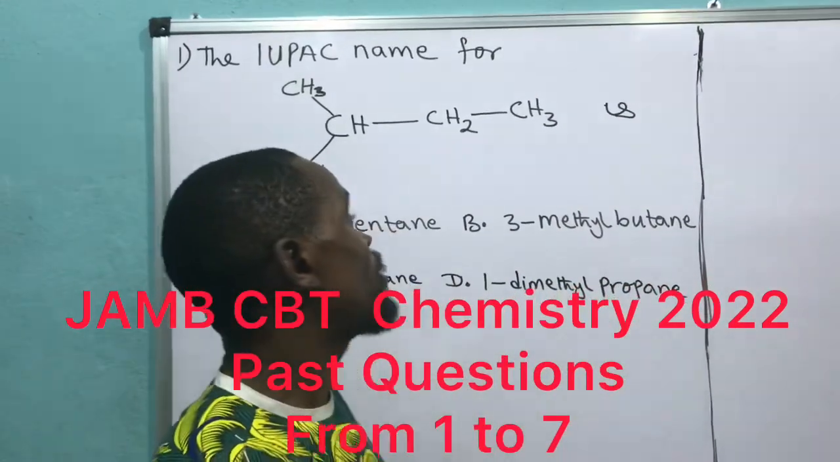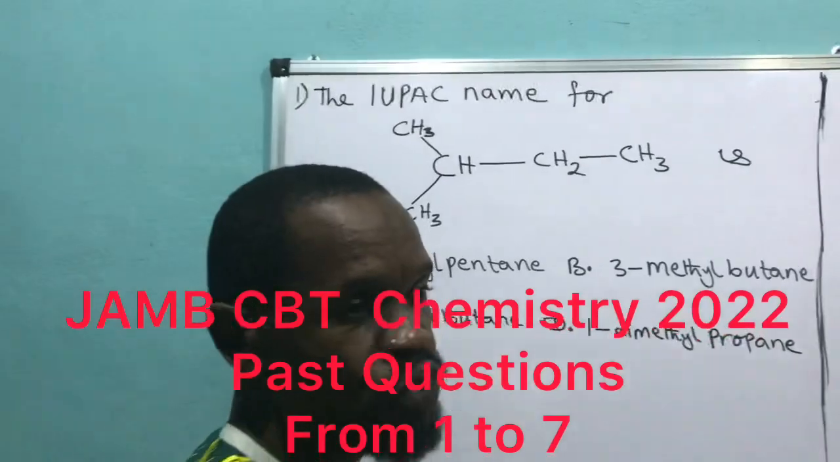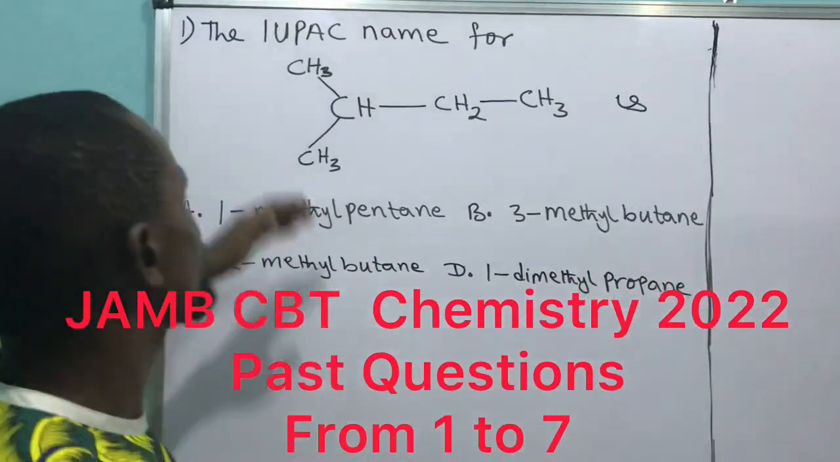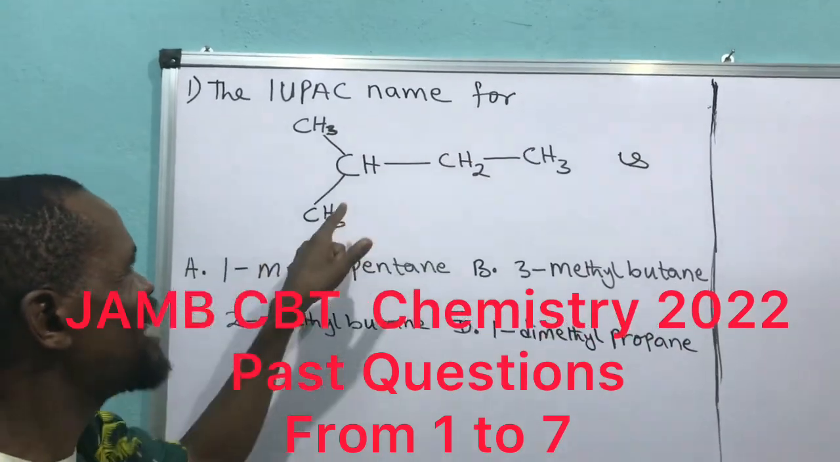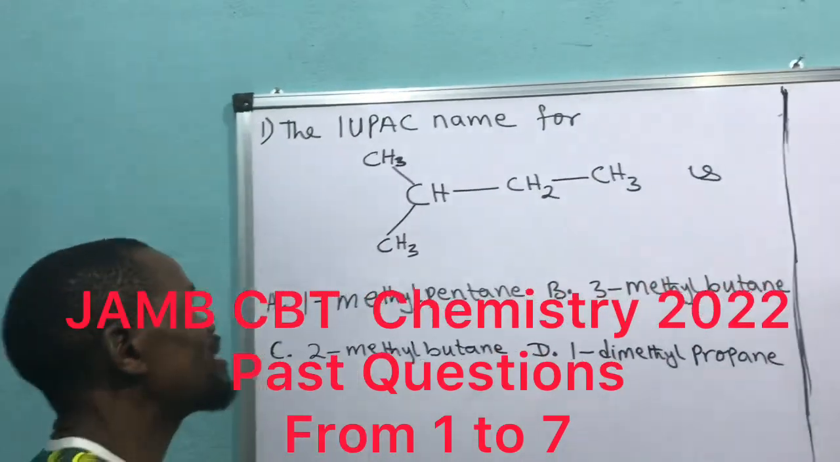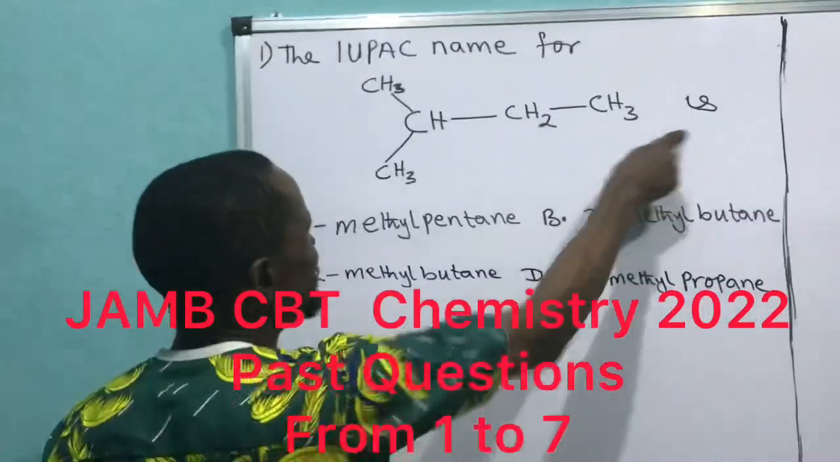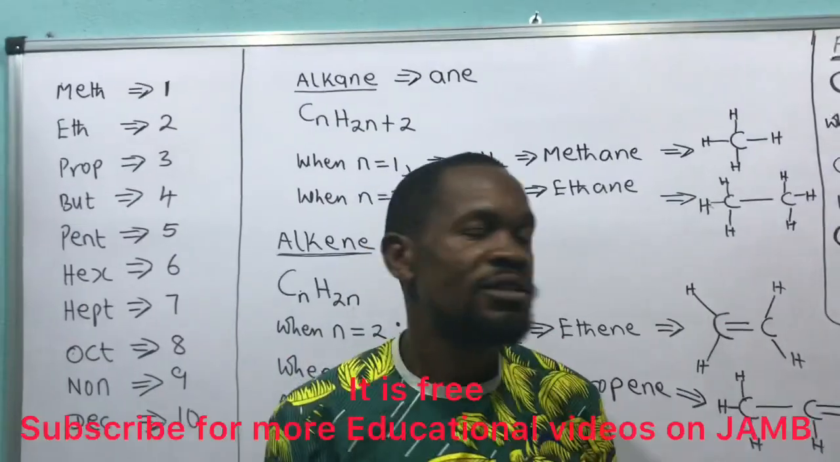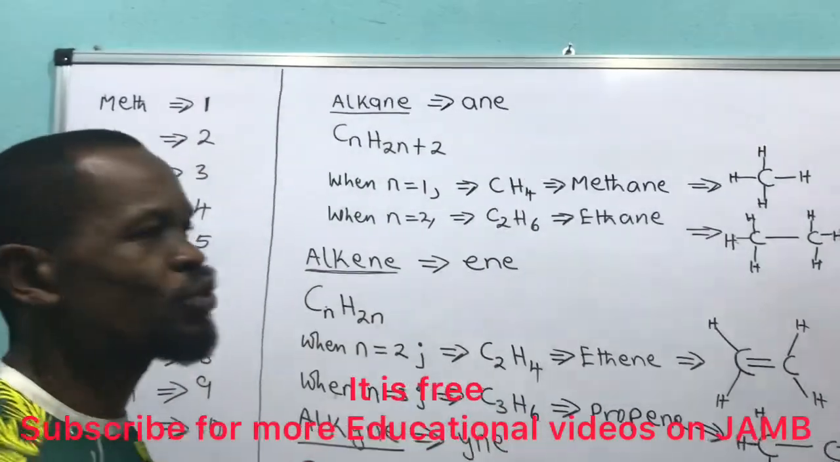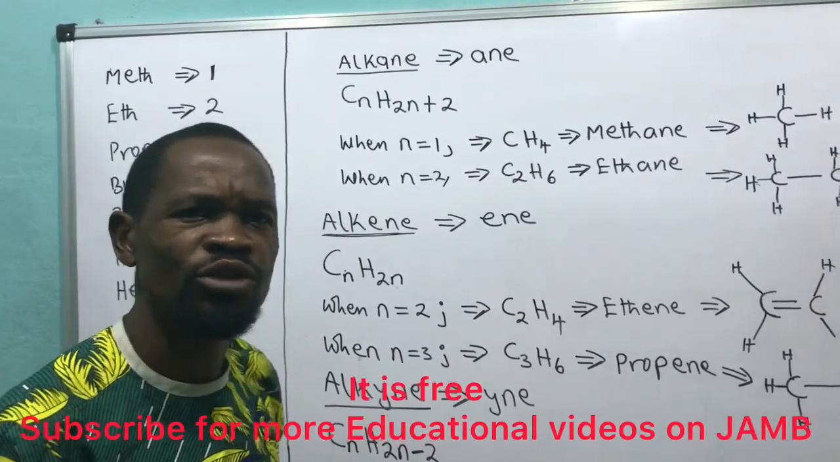This is question number 1 on JAMB Chemistry 2022. Question number 1 says the IUPAC name for this compound is... look at the options given to us. So before solving this question, let's look at this for clarification for us to solve the question.